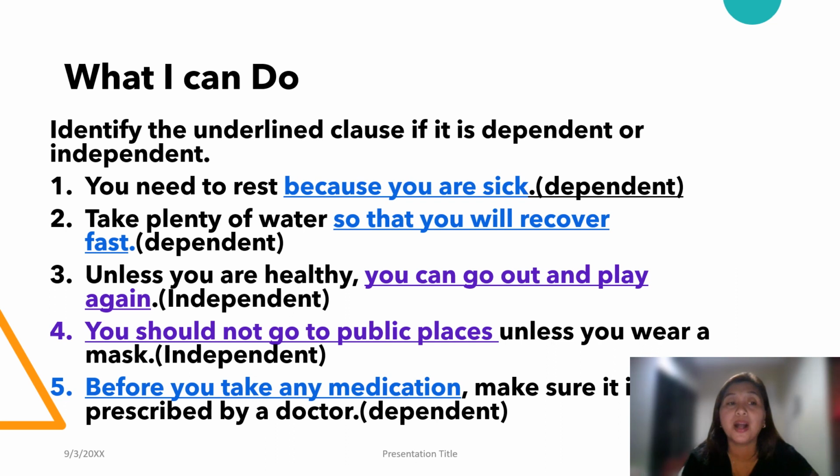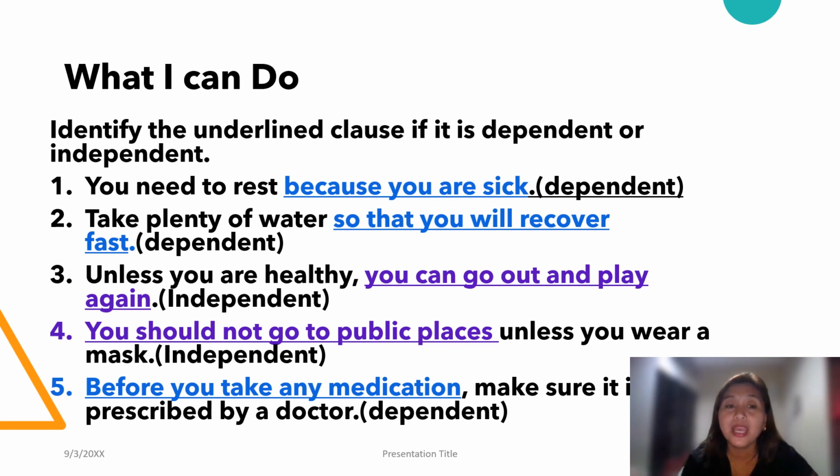Number two, so that you will recover fast. It is also a dependent clause. Why? Do you know how to spot a dependent clause? It's very easy. How? You can spot the subordinating conjunctions at the first line of the sentence.